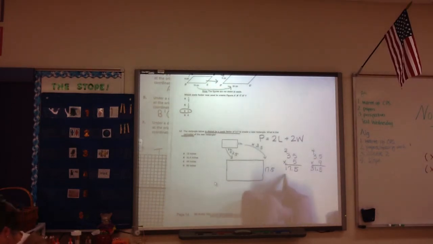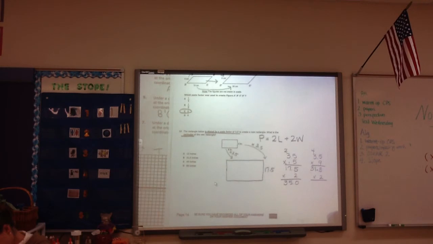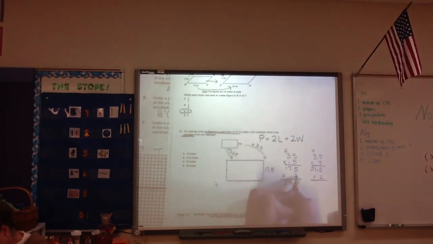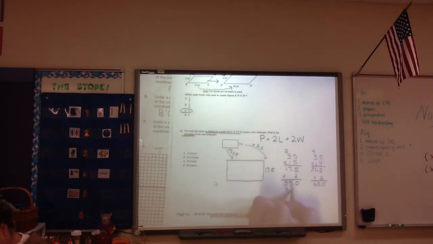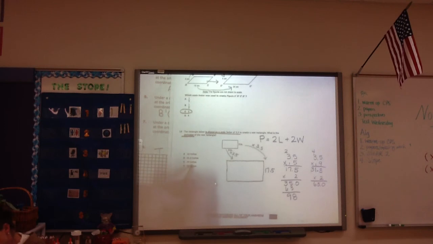Now I'm going to multiply each of those times 2, like it says to do in my formula. 5 times 2 is 10, carry my 1. 2 times 7 is 14, plus 1 is 15, carry my 1. 2 times 1 is 2, plus 1 is 3. 5 times 2 again is 10, carry my 1. 2 times 1 is 2, plus 1 is 3. And 2 times 3 is 6. 63 plus 35 gives me a total of 98 inches for the perimeter.